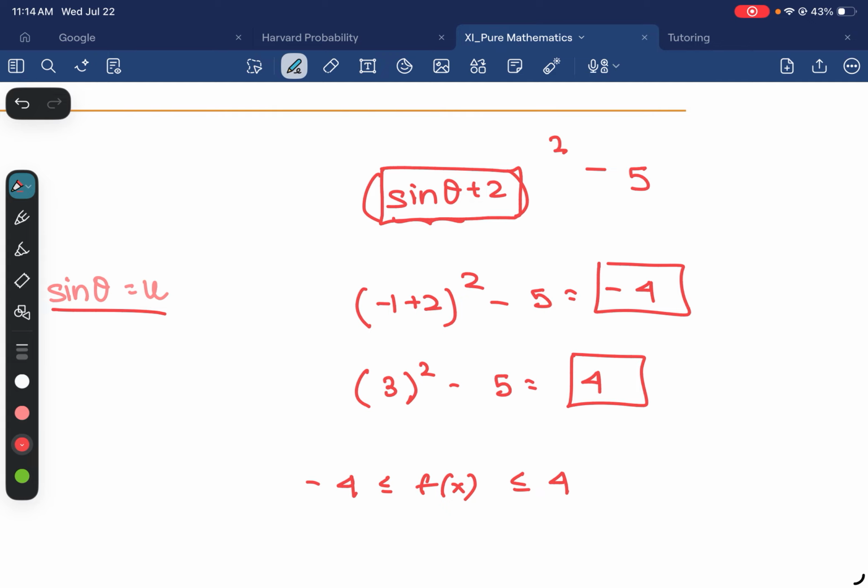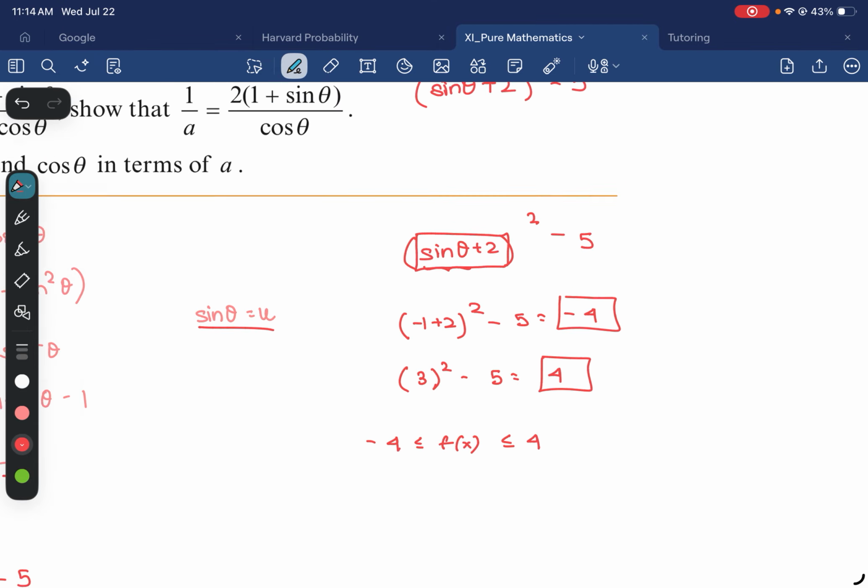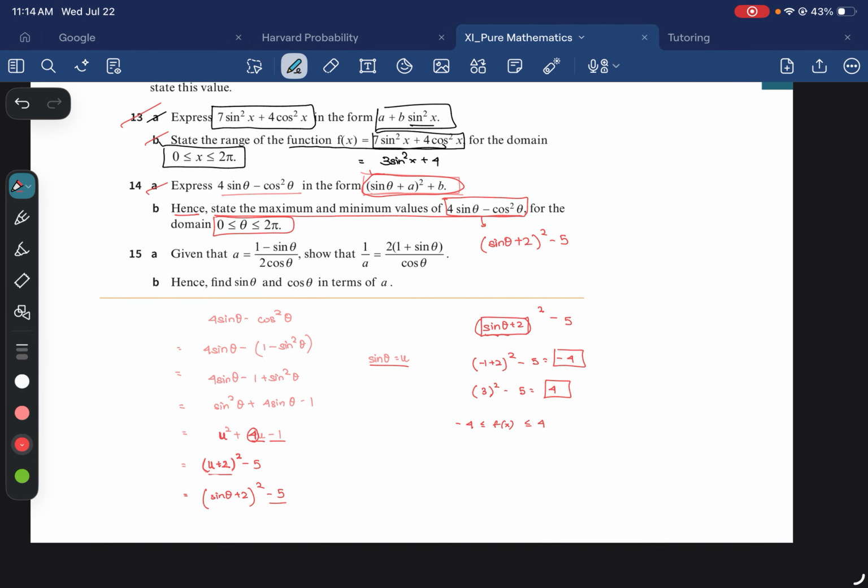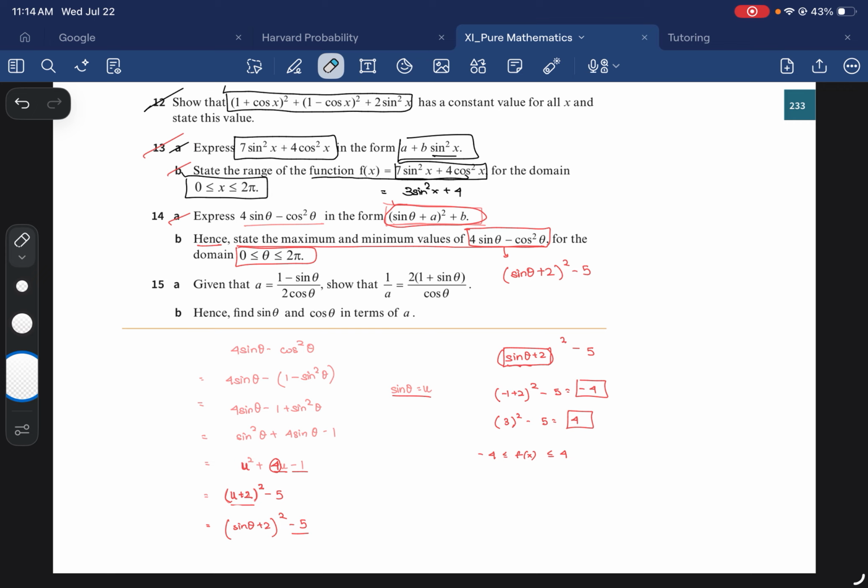This at most can be 3, at the least can be -1. So you have to be careful while manipulating this, because sometimes you can have problems with this as well. But either method is fine.